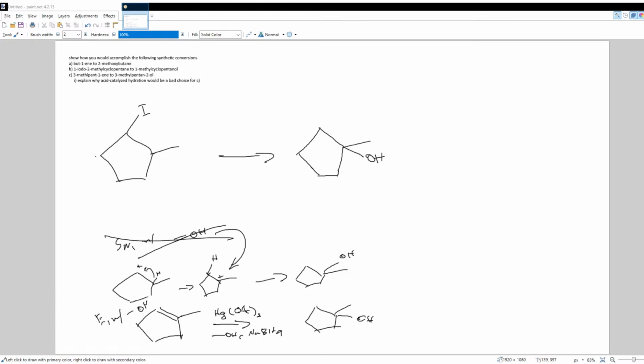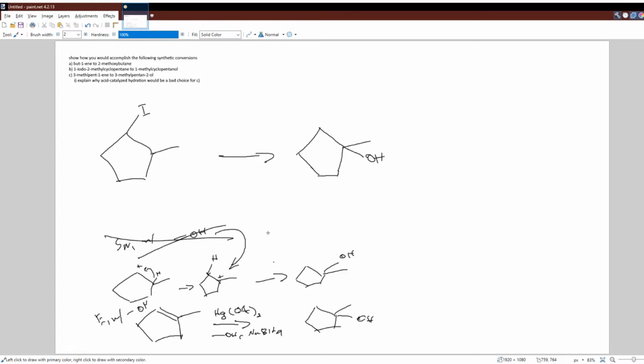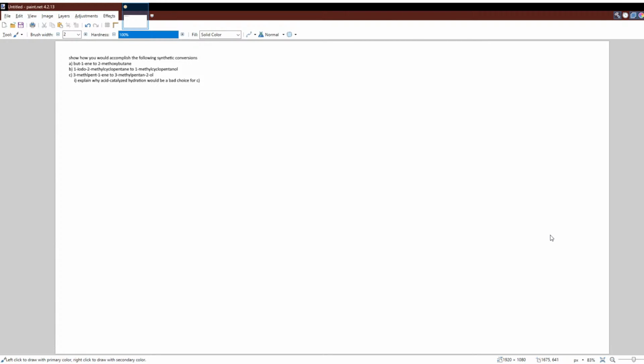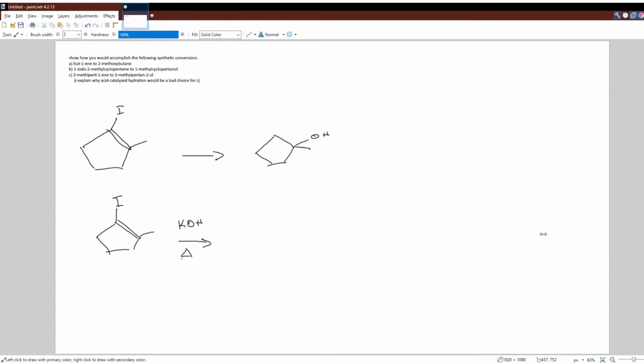Well, dehydrohalogenation can be either E1 or E2, right? 2-methylcyclopentane. Oh man, this doesn't really matter. So apparently what it wants me to do is go through this, with lots of heat as well. And then I guess we'll undergo an E2 reaction.